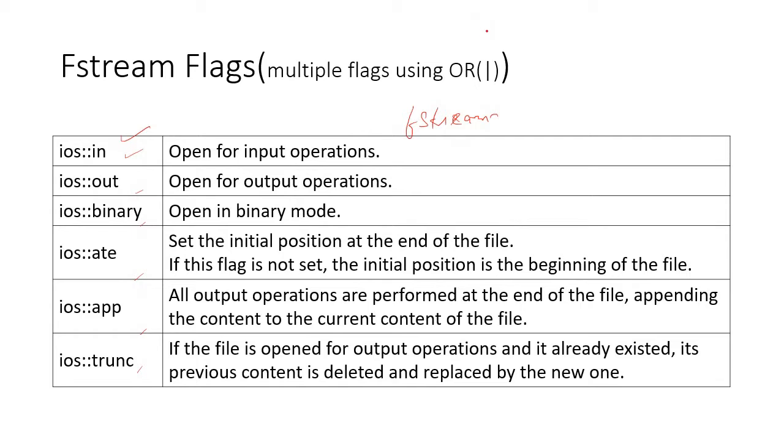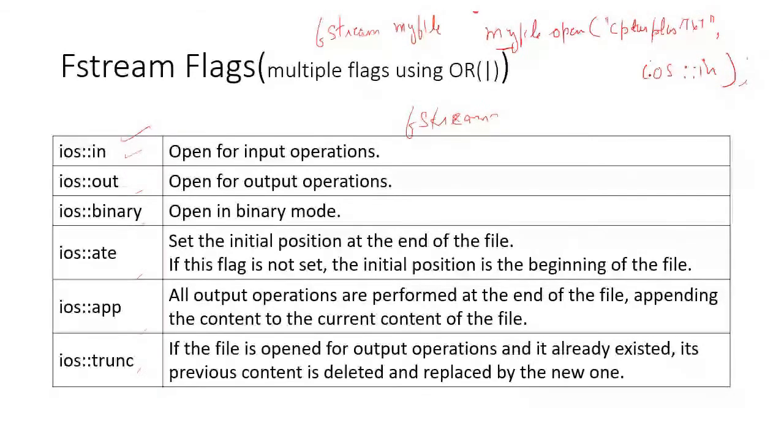So maybe it could be like myfile.open, and within open I'm going to write C++.txt, and the second parameter will be ios::in. So let's say this myfile is basically from fstream. So this is what I have for that particular set. This is the first instruction, this is the second instruction.